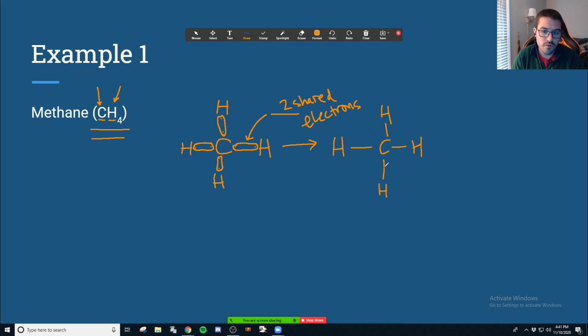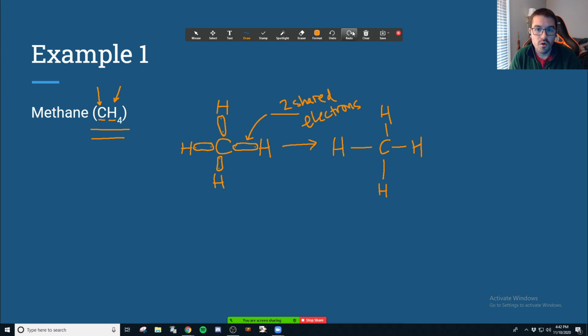Those lines each represent 2 shared electrons. So the carbon here feels like it has 8 electrons. And the hydrogens, each individual hydrogen has 1 covalent bond. Each hydrogen feels like it has 2 electrons.